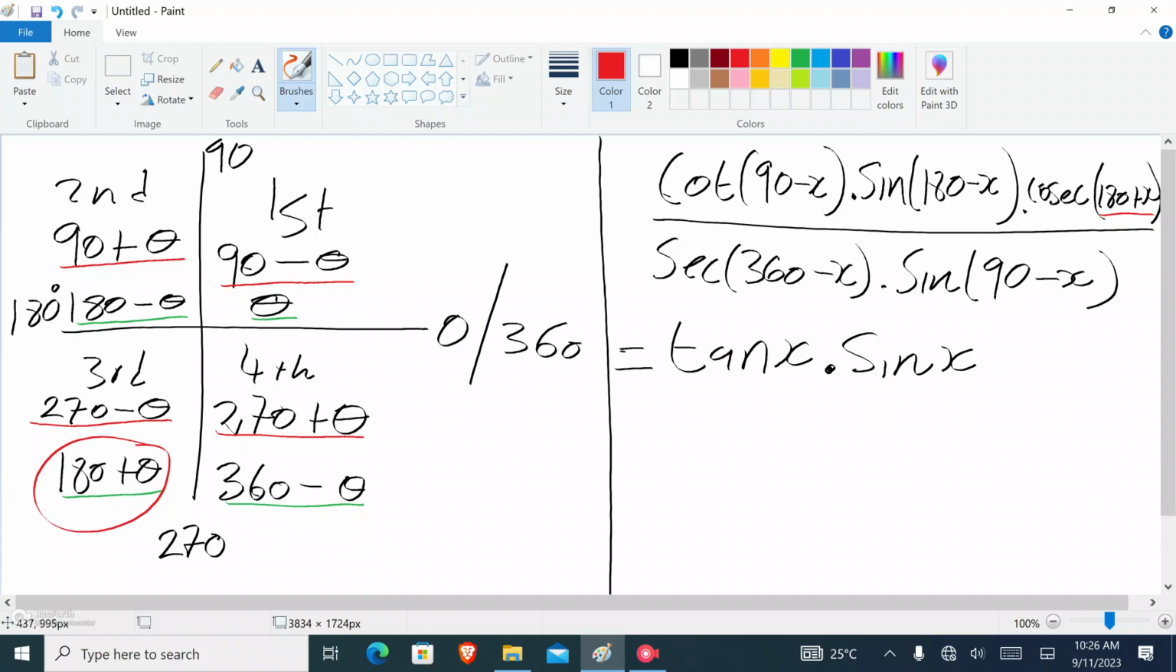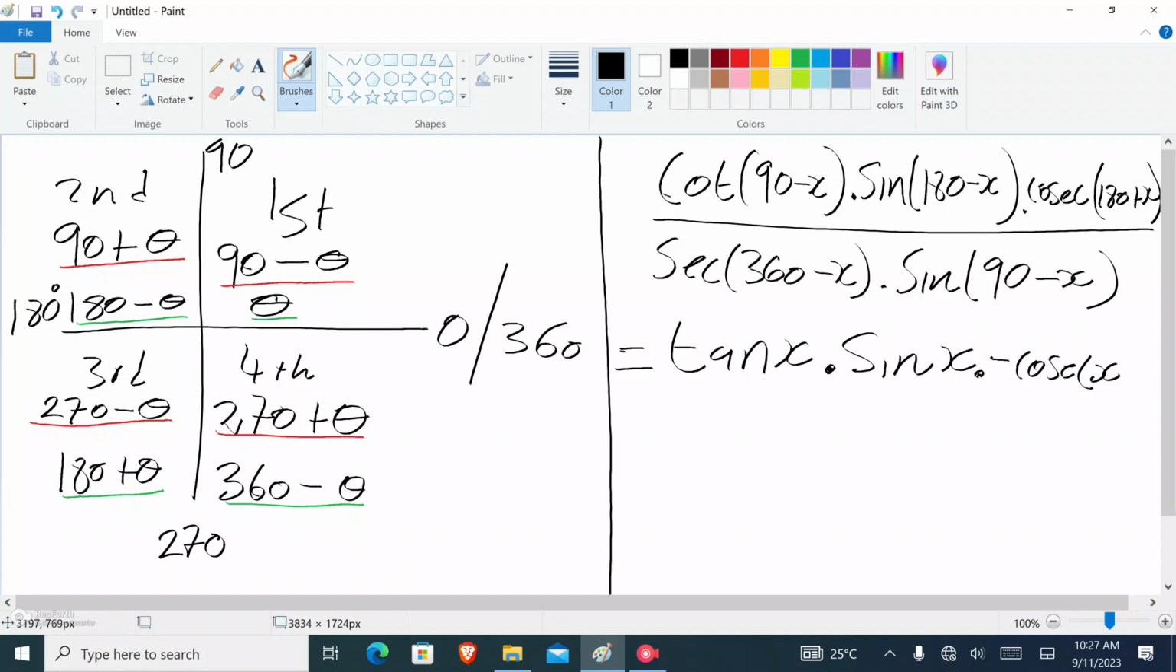Cosec is only positive on the second quadrant. So this is happening on the third quadrant, so cosec is going to be negative. So we need to write cosec here. So it's going to be negative cosec x.